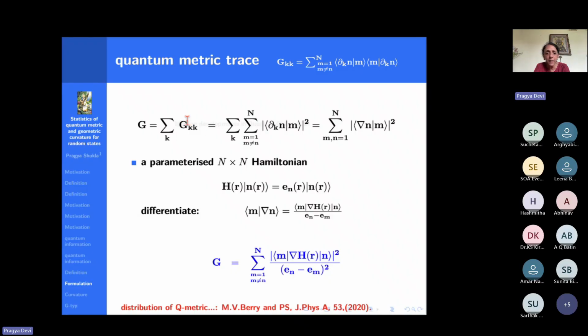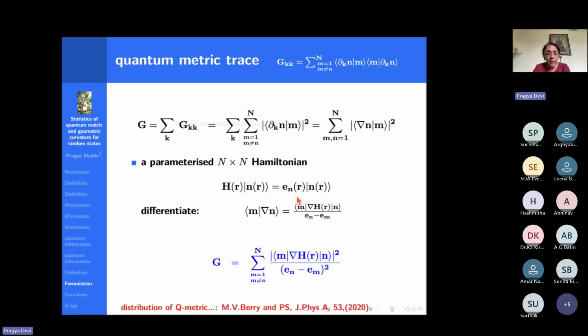So if you consider the trace of this matrix, the sum over all the diagonal elements, it can be written in this particular form. And the important thing is, by using the eigenvalue equation of the Hamiltonian, the trace of the quantum metric can be related to the level repulsion of the Hamiltonian. As you can see from this eigenvalue equation, H is the Hamiltonian, which depends on the system parameters and is changing with respect to system parameters. And |n(R)> is the eigenstate, and En is the corresponding eigenvalue.